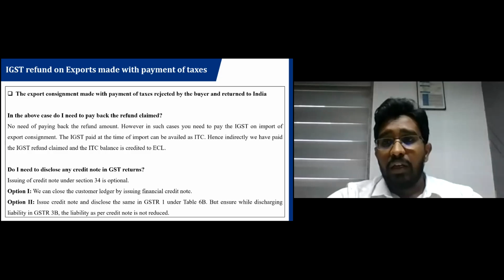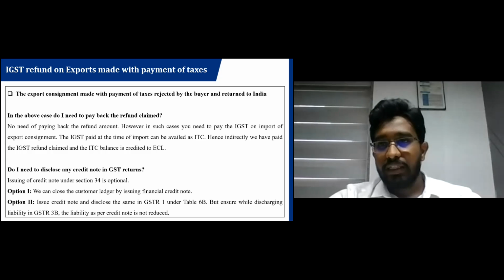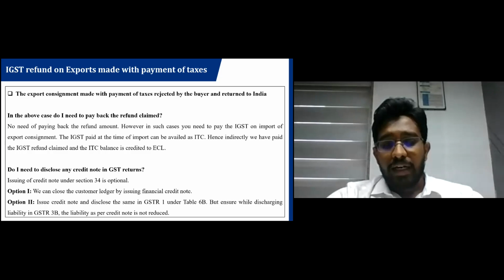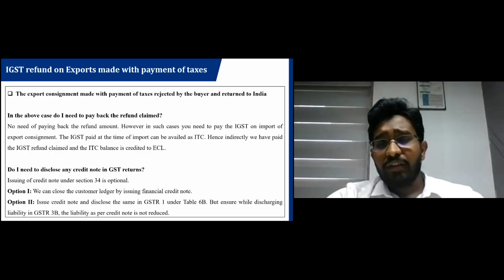Second question. The export consignment is returned. Do I need to disclose any credit note in GST returns? Section 34 deals with the issuing of credit notes. Under section 34, issuance of a credit note is optional. If we want to issue a credit note, we can issue. Otherwise, we can issue a financial credit note to close the party's ledger. That is option 1. We can close the customer ledger by issuing a financial credit note.